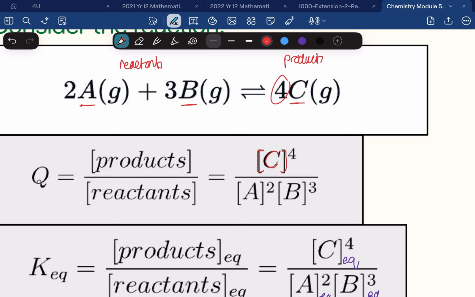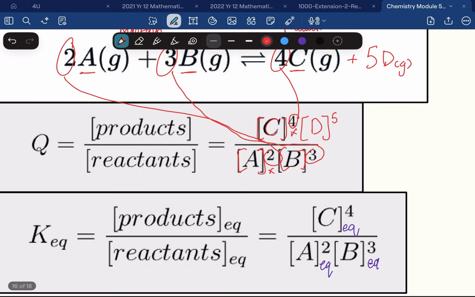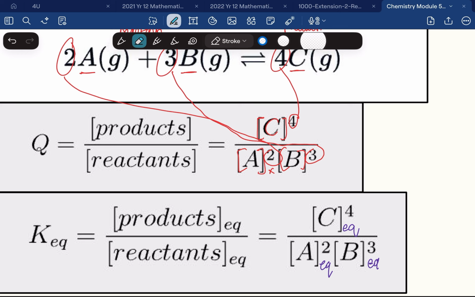What are we going to do with this stoichiometric coefficient? We're going to pull it to the power. Don't ask me why we do this, I don't really know why, but you just got to kind of do it. For the reactants, you multiply the concentrations if there are multiple constituents. So say if we had plus 5D here, we would have D to the power of 5 here, and it will be multiplied in the middle, like so.